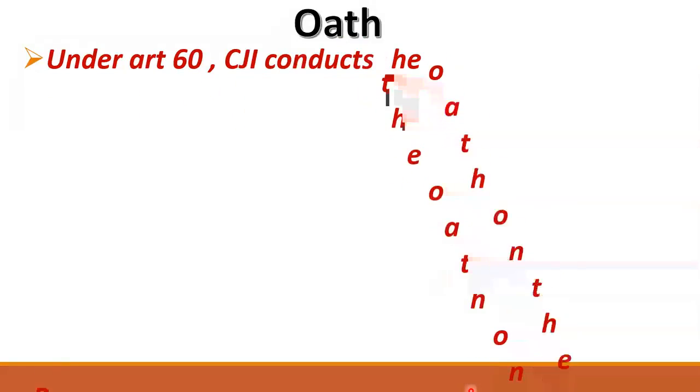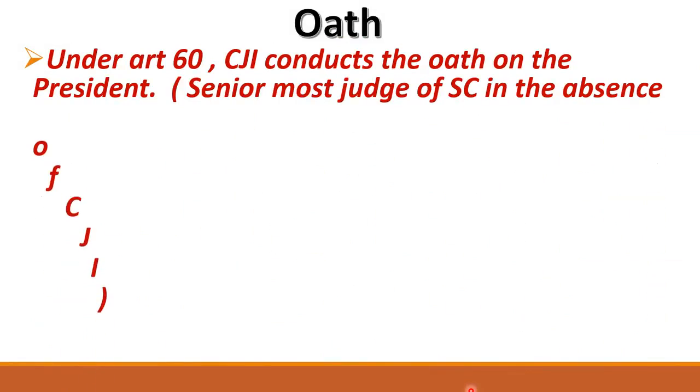Then comes the oath of the president. So friends, under Article 60, Chief Justice of India conducts the oath on the President. Now, what does it mean? So, first of all, it means that the oath of the President is given under Article 60 of the Indian Constitution. Okay. After that, it says that President of India takes his oath in the presence of Chief Justice of India. Means Chief Justice actually conducts the oath on the President. Means President takes oath in the presence of Chief Justice of India. Okay. Then friends, suppose if Chief Justice of India is not present, okay, means reason can be any.